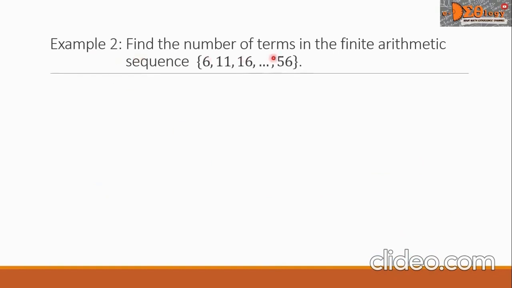Find the number of terms in the finite arithmetic sequence. The first term is 6, second term 11, third term 16, and the last term is 56. Let us find the common difference. We can take this 11 minus 6, and that is 5. Just to be sure, we can also have 16 minus 11. That will give us 5 also. So D is equal to 5.